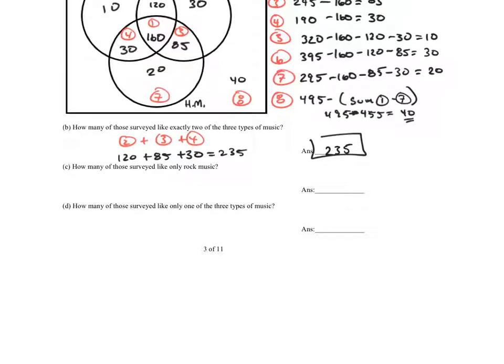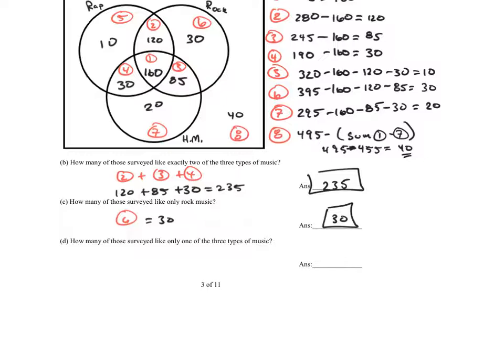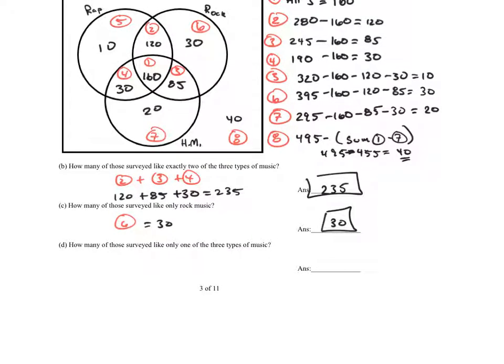How many of those surveyed like only rock music? Only rock music, we would be talking about Region 6. Well, we've already done the math on that. So how many like only rock music would be a total of 30 people. How many of those surveyed like only one of the three types of music?